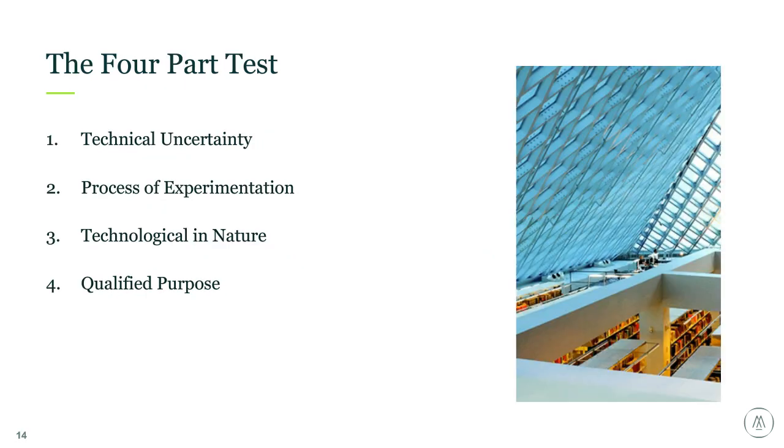So how are R&D activities defined? Well, there's a 4-part test, and you have to meet all 4 parts for something to be considered an R&D activity. We'll go through those 4 parts now. The first one is technical uncertainty, then process of experimentation, technological in nature, and qualified purpose.